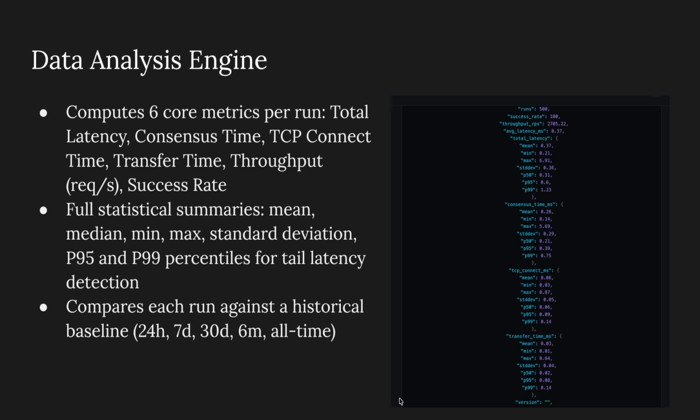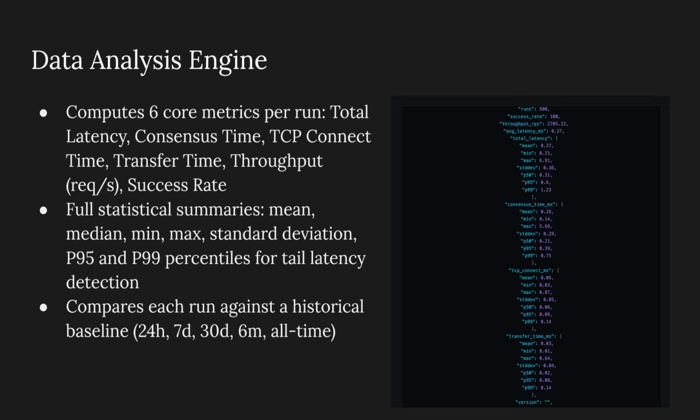After our script is completed and we have collected all the information that we needed, it is passed to our next layer, which is our data analysis engine. Using the data that we collected from our script, we compute the six core metrics per run, which are the total latency, the server processing time, the TCP connect time, the transfer time, the throughput, and the success rate.